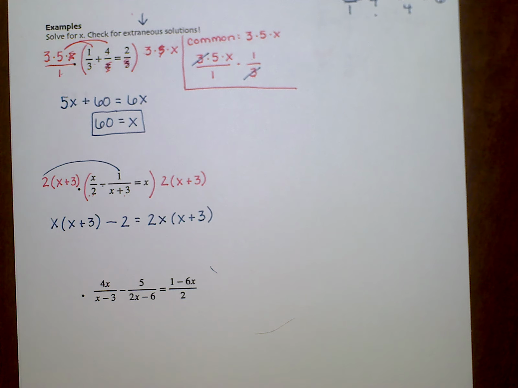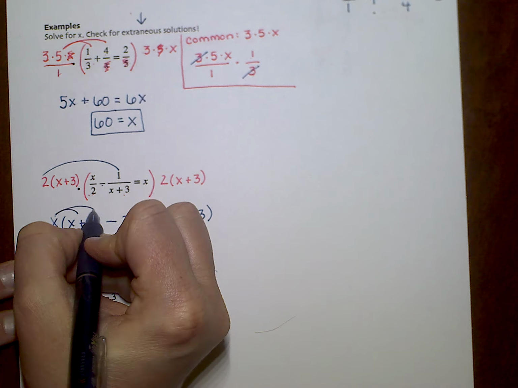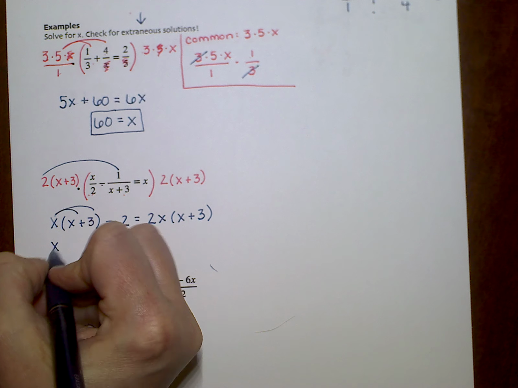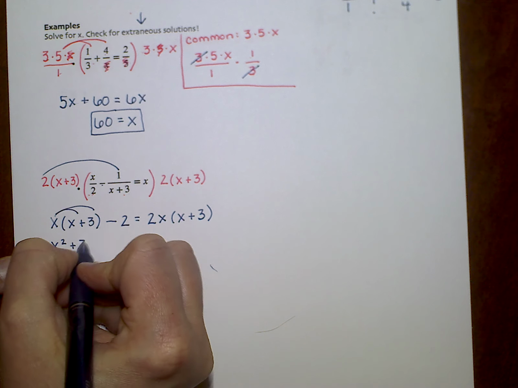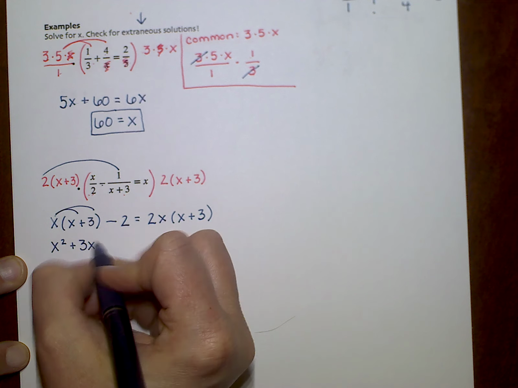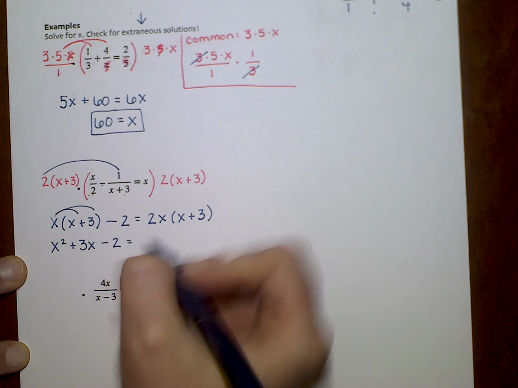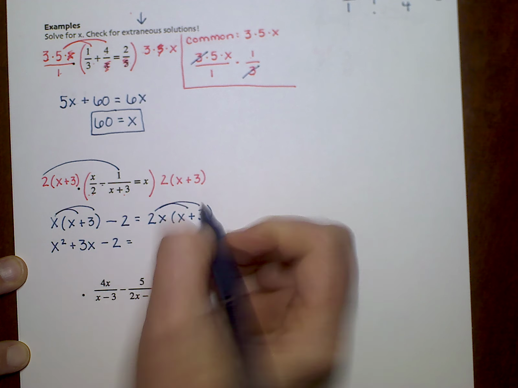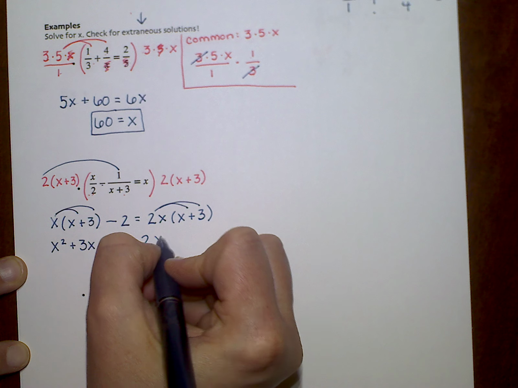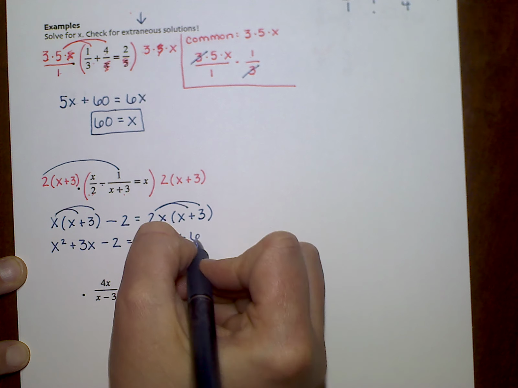Now, I do need to solve this all the way for x, and it may end up involving quadratic formula. I just realized that my calculator here at home might not have quadratic formula on it, so you may have to bear with me on that. But let's go ahead and distribute here. Okay, so I'm going to get x squared plus 3x minus 2 equals, and then over on this side, I get 2x squared plus 6x.